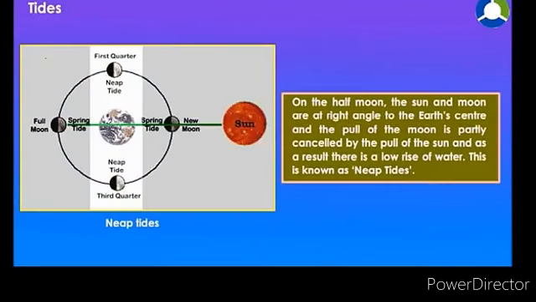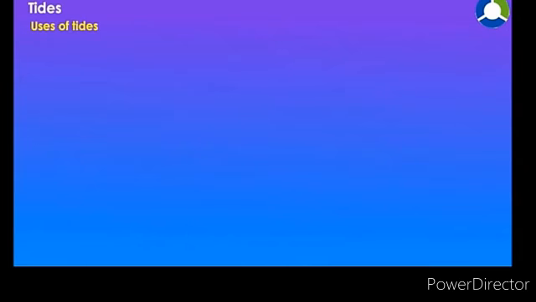Neap tide. On the half moon, the sun and the moon are at right angles to the earth's center, and the pull of the moon is partly cancelled by the pull of the sun, and as a result there is a low rise of water. This is known as neap tide.